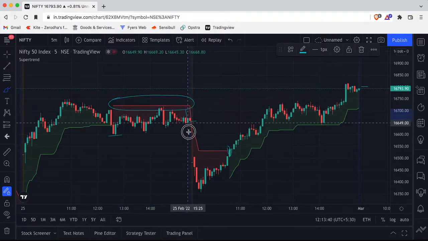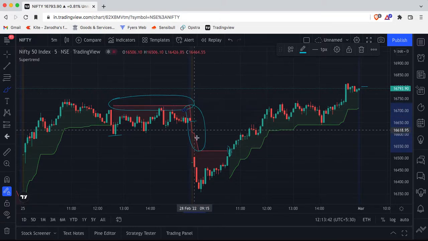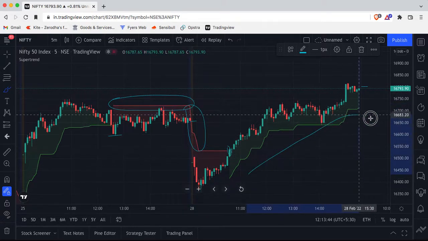If it is a downtrend, then the line should be sloping downwards, and if it is an uptrend, it should slope upwards.